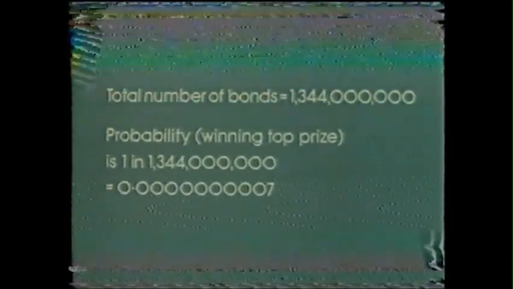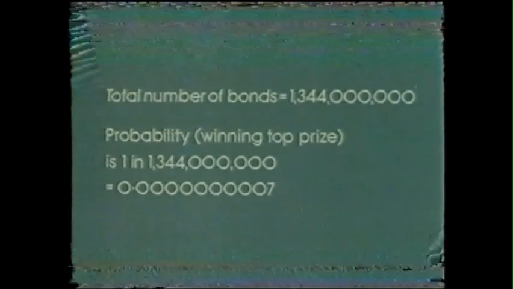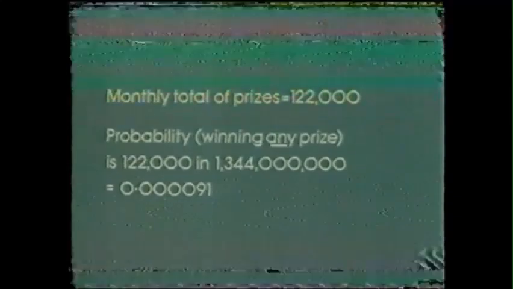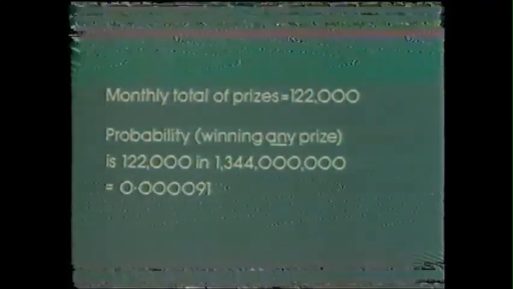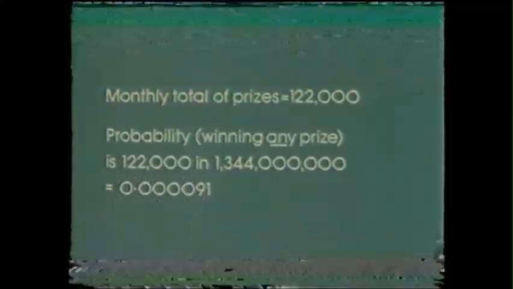The probability of a particular bond winning some sort of prize is better. Altogether, there are 122,000 prizes of different values each month. So the probability of a particular bond winning any one of these is 122,000 in 1,344 million, or 0.00091.